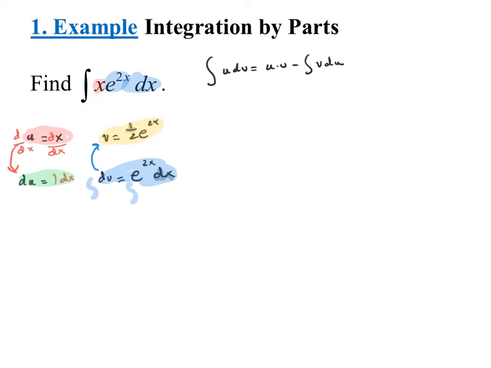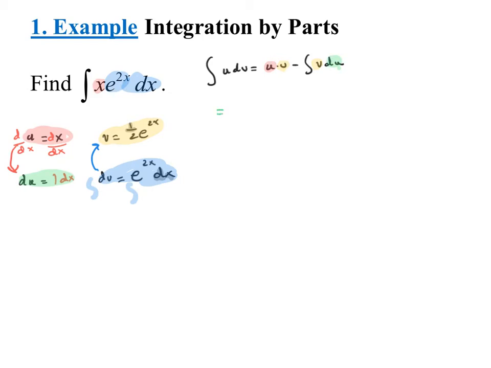All right, so look at the rule here. It says the integral of u dv, which is our original integral, is u being just x, v being 1/2 e to the 2x, minus the integral of v, again, that 1/2 e to the 2x, du just being 1 dx, okay? So let's plug this in.